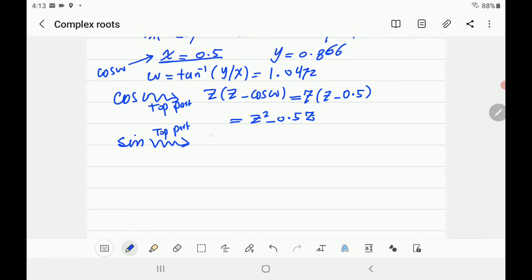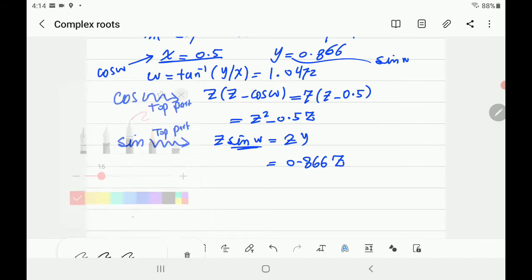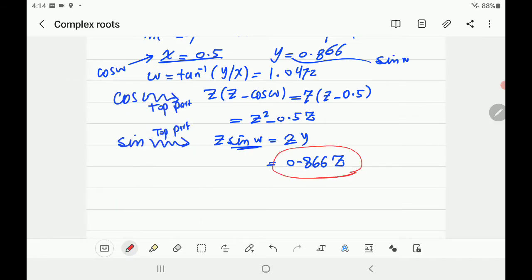The top part for the sine is equal to Z sine omega. Sine omega is y. This is sine omega. That will be equal to 0.866 Z. So that's the sine part. Let's mark them. So this is the sine, and that's the cosine.